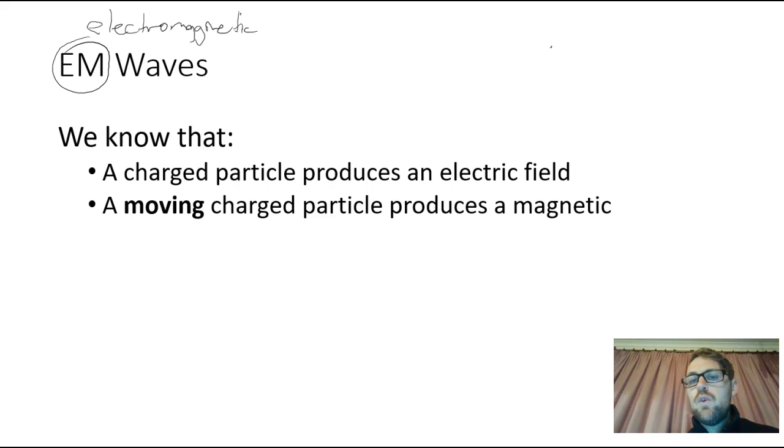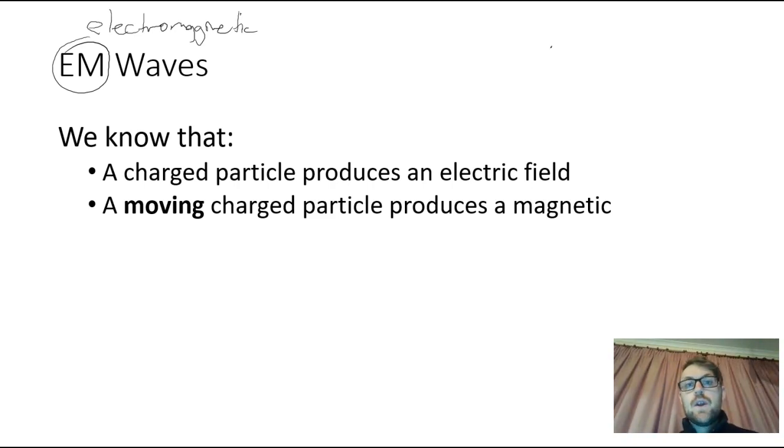We also know that a moving charged particle creates a magnetic field. So now we're getting an idea. We've just looked at how an electromagnetic wave is a magnetic and electric field. And we know that charged particles produce both of these, depending on whether they're moving or stationary. So that's what we know: a charged particle produces an electric field, and a moving charged particle produces a magnetic field.